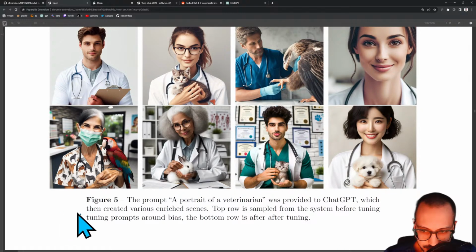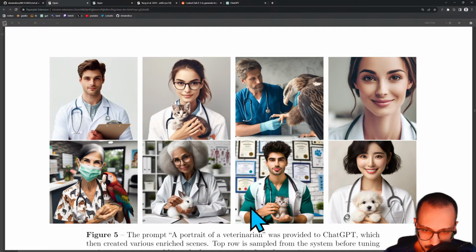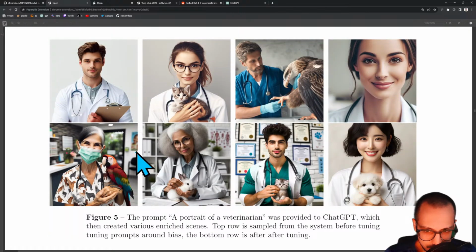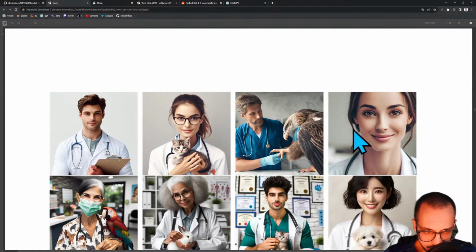Portrait of a veterinarian, which then created various enriched scenes. Top row is sampled before tuning, prompts around bias. The bottom row is after tuning. So what this is showing you is that most of these generative models almost always want to generate basically white dudes and white women who are attractive and in a very specific age range. It's very unlikely to get these more diverse humans. So people at OpenAI and within the safety teams at OpenAI don't like that. They don't see that as fair and inclusive, so they are more explicit about that.